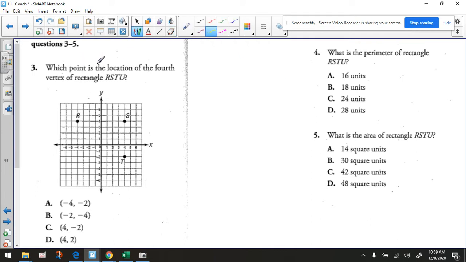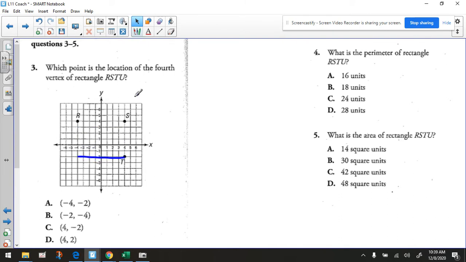It says, which point is the location of the fourth vertex of rectangle RSTU? I just want to remind folks that opposite sides of rectangles are equal and congruent. So let me make a different line, delete that, and form a freehand line. If we have a line over here, then on the opposite side of the rectangle we have to have an equal and congruent line. So whatever the length of this line is, it has to be the same as this.